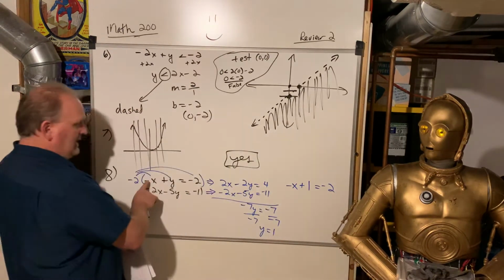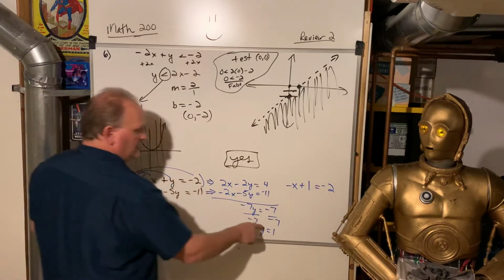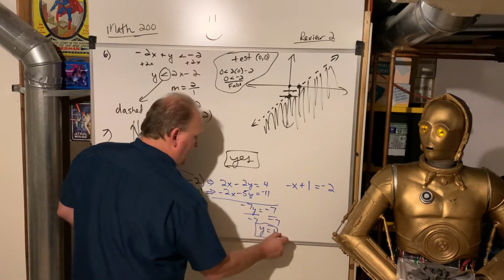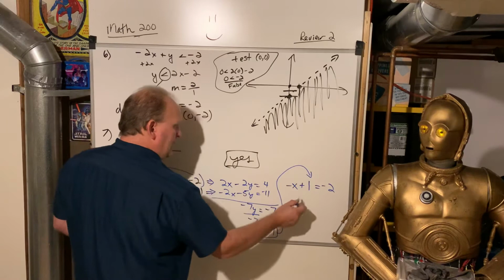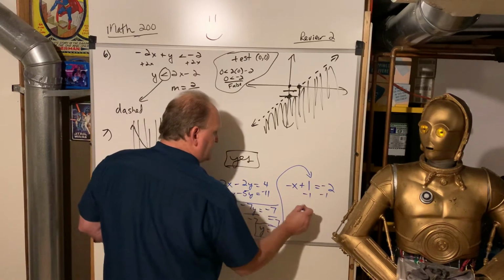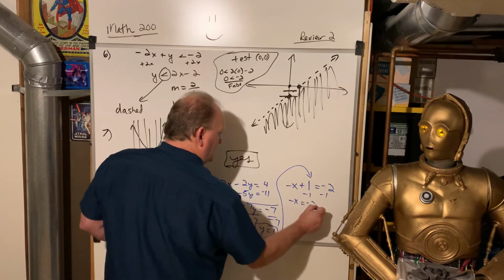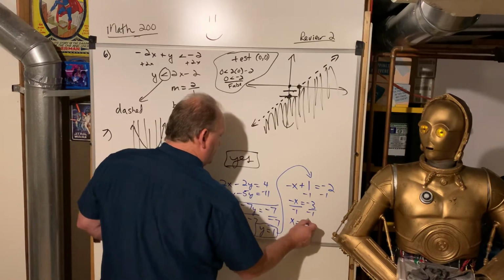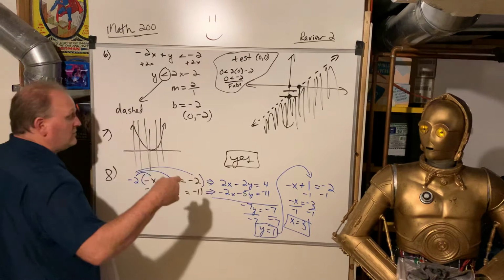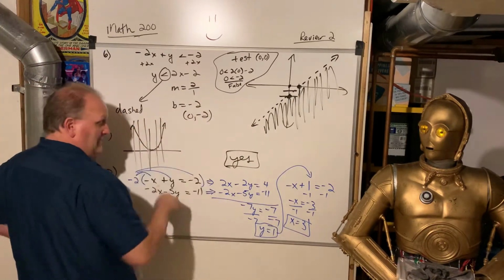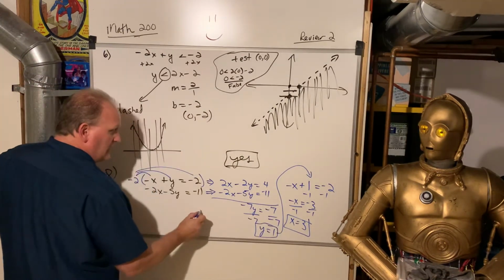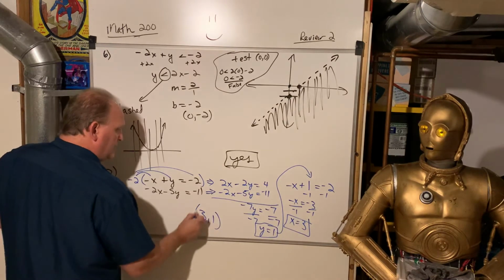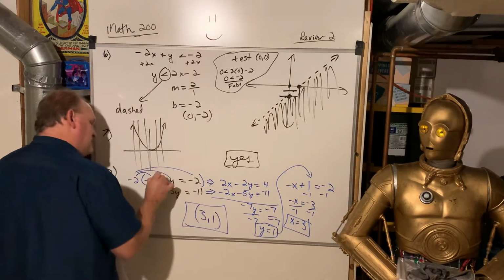So instead of writing negative x plus y equals negative 2, I sub in my 1 for y, and now I solve this equation. We're back to week 1. We're solving equations. x equals 3. So without actually graphing it, we figured out where they cross. They cross at (3, 1).